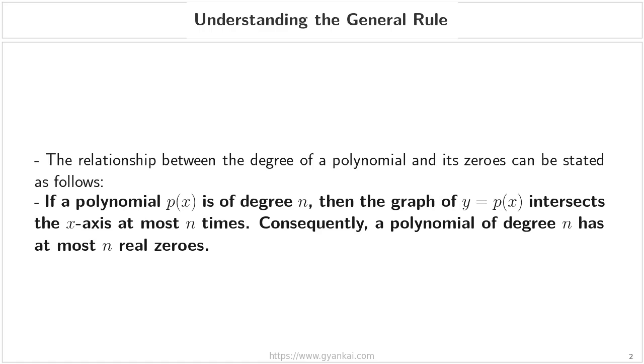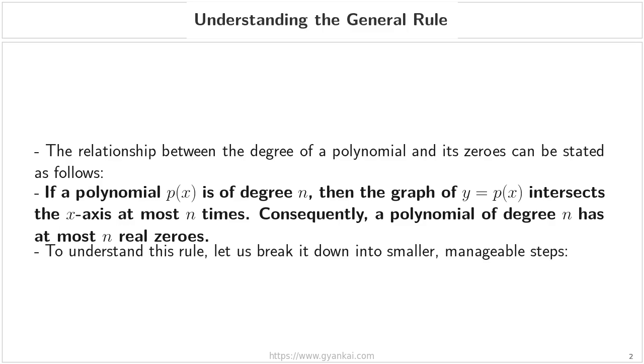Understanding the general rule. Now that we have reviewed the patterns we've seen with linear, quadratic, and cubic functions in the previous section, let's formalize this into a universal rule. On this slide, we are defining the core relationship between a polynomial's degree and its zeros. Specifically, if we have a polynomial, let's call it p of x, and its degree is n, then the graph of y equals p of x will intersect the x-axis at most n times. This means that a polynomial of degree n can have, at most, n real zeros.